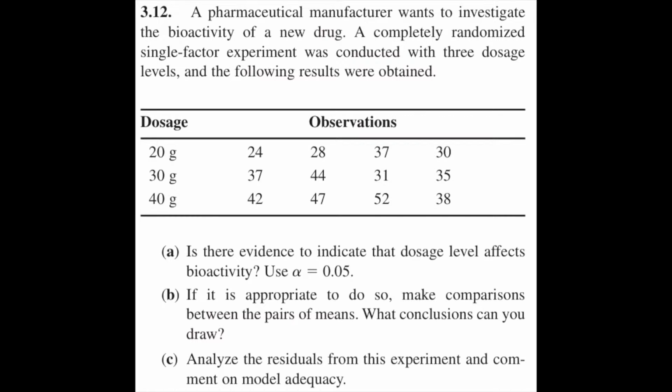Now, we are asked to do 3 different tests. First of all, letter A. Is there evidence to indicate that the dosage level affects bioactivity? Use alpha 0.005. Letter B. If it's appropriate to do so, make comparisons between the pairs of means. What conclusions can you draw? And letter C. Analyze the residuals from the experiment and comment on model adequacy.